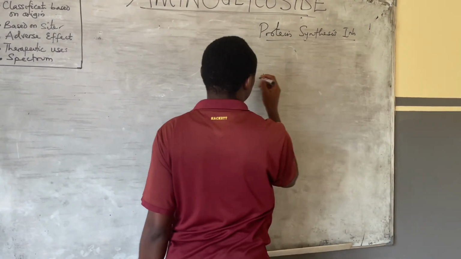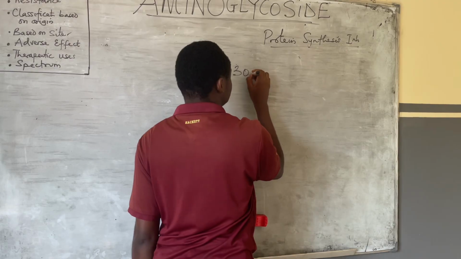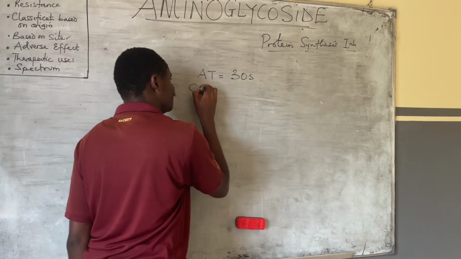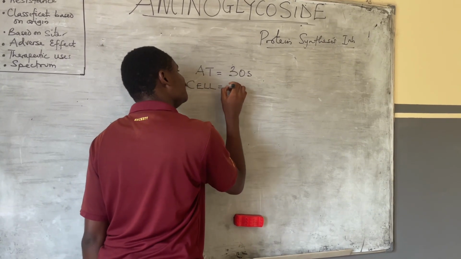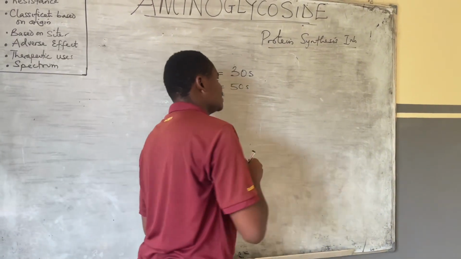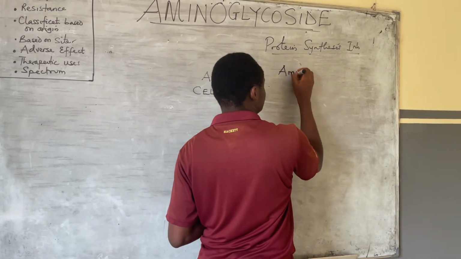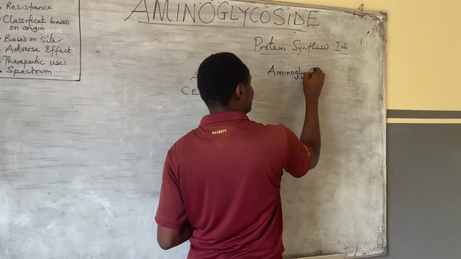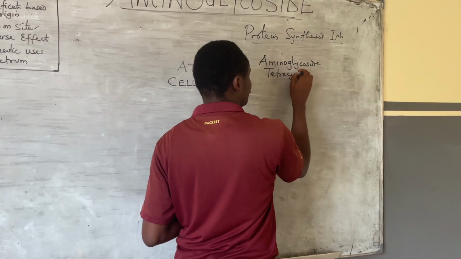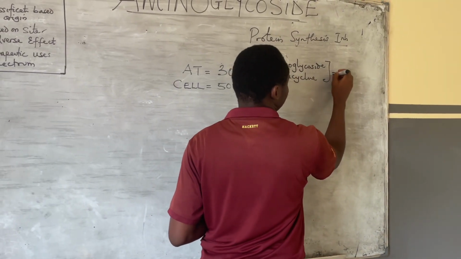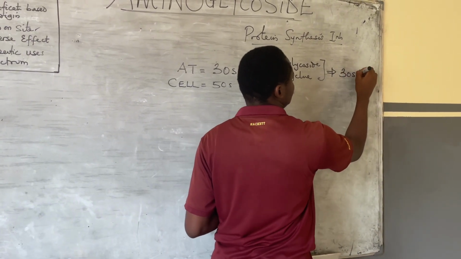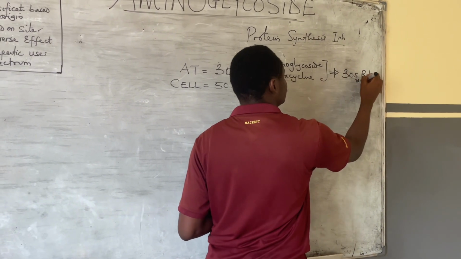We remember it with 30S and then 50S. Cell 30S means drugs A and T. What does A stand for? Aminoglycoside. What does T stand for? Tetracycline. Now, aminoglycoside and tetracycline will inhibit protein synthesis by binding to 30S ribosomal units.